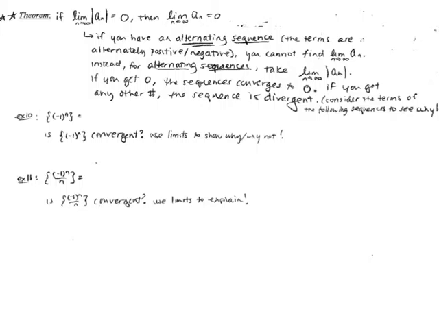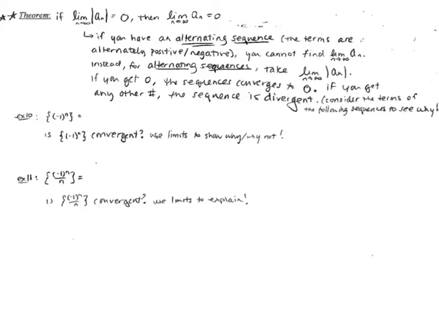But if we have alternating sequences, meaning that the terms are alternately positive, negative, you cannot just take the limit of the general term. Instead, for alternating sequences, you need to take the limit as n approaches infinity of the absolute value of a sub n. If you get 0, the sequence converges to 0. If you get any other number, the sequence will be divergent. Okay, I will go draw you a picture in class tomorrow to illustrate why this is so.